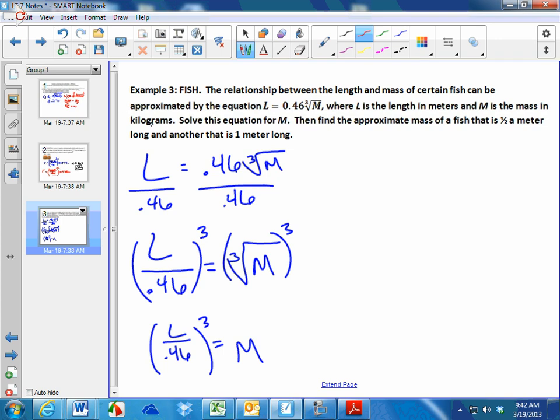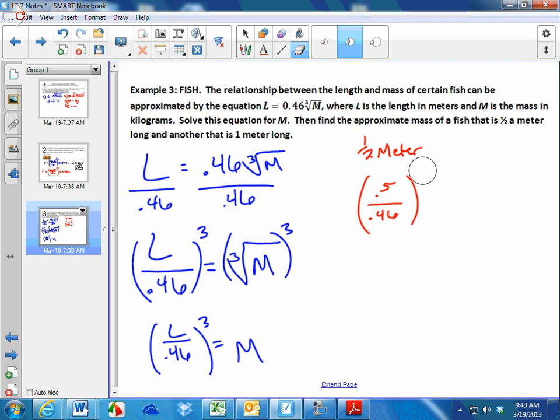Part 2, find the approximate mass of a fish that's a ½ meter long. ½ meter long, that's a number for L, right? So would you use the original equation or the one we just wrote to plug in for L? The one we just wrote is more convenient, isn't it? So when you plug in a half for a ½ meter fish, you're going to take the L over 0.46 cubed and plug in the length 1/2. So plug in a 0.5. Cubed. So calculator work, find that number.